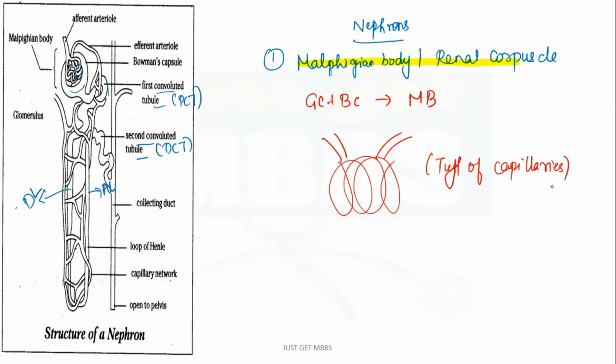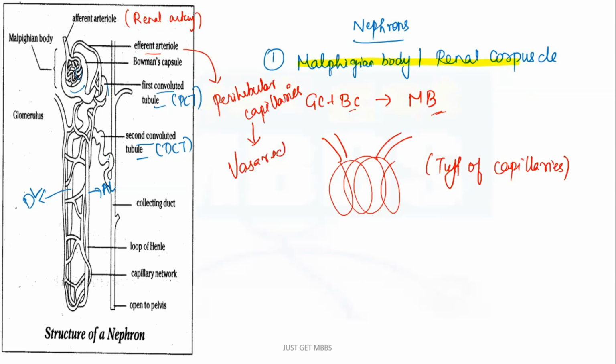A tuft of capillaries that is formed from the afferent arteriole. The afferent arteriole, in turn, is a branch of the renal artery. So the afferent arteriole, glomerulus, and then your efferent arteriole plus your Bowman's capsule together form what is called your Malpighian body or a renal corpuscle. What happens to the efferent arteriole? It gives rise to so many branches called peritubular capillaries. And these peritubular capillaries, in turn, give rise to a long branch that runs parallel to the loop of Henle, called the vasa recta.